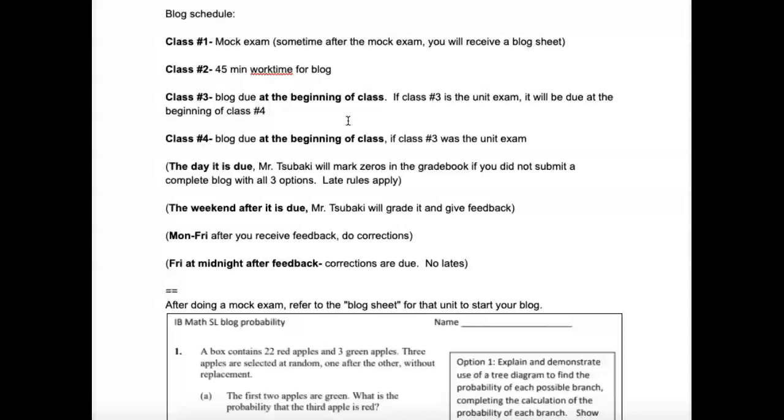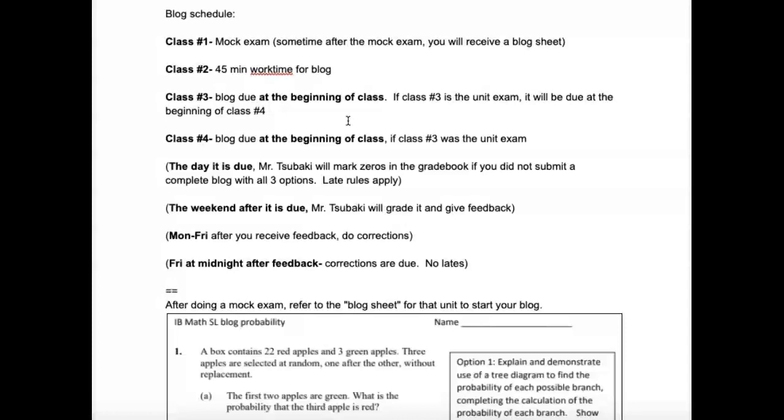I won't grade it with feedback until the weekend after, because it's quite a long process to grade a whole class of blogs. Usually it takes me a few hours. So I will be doing that like Saturday and Sunday after the day that you turn it in. Then I will give you a grade out of 48, and I will give you specific feedback comments which will enable you to fix it or to improve it to some extent.